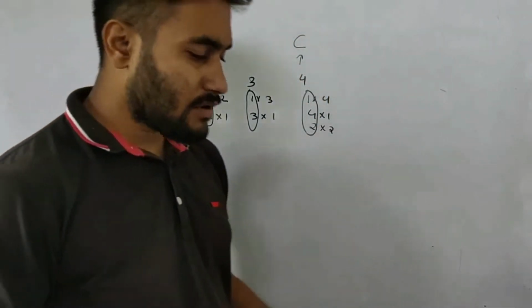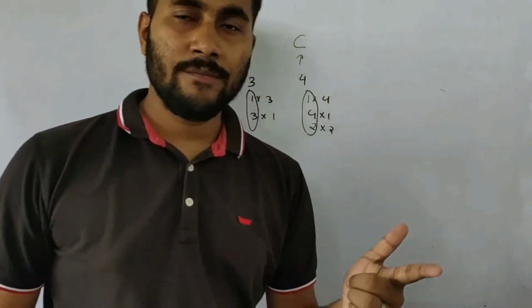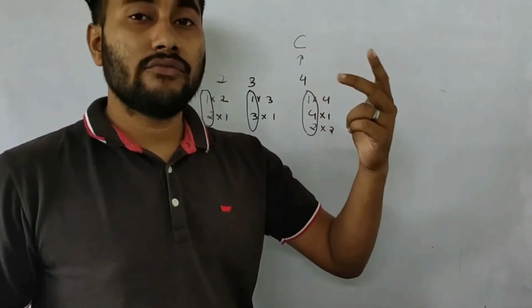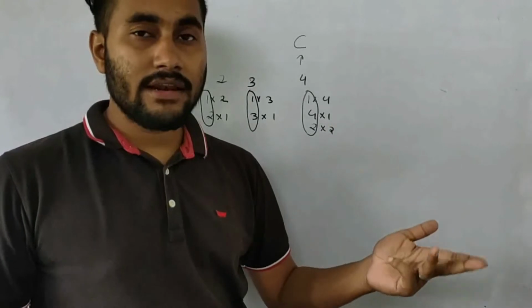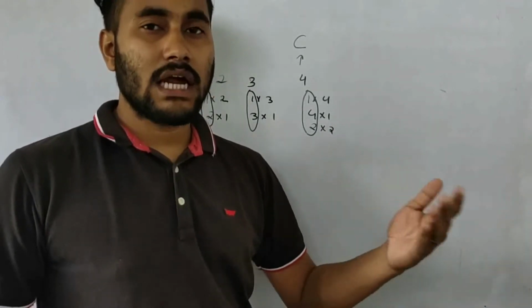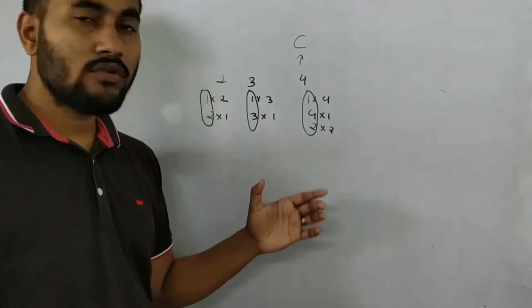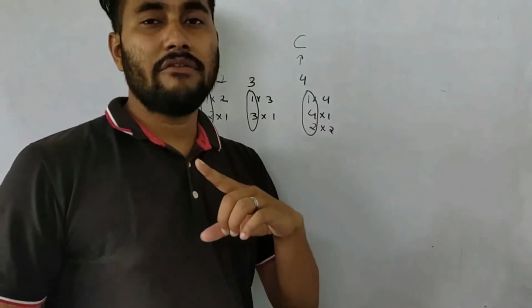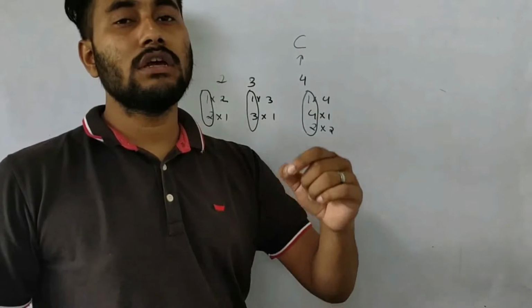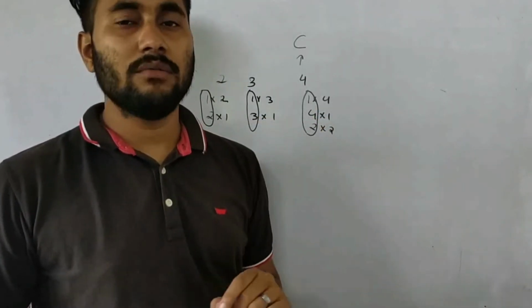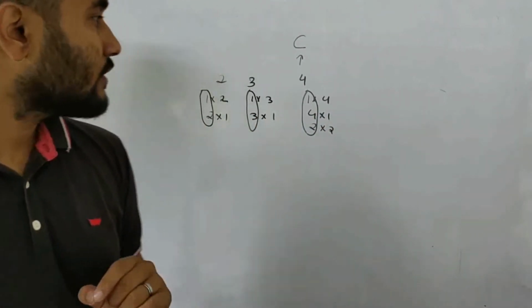So what are the prime numbers? 2, 3, then next is 5, 7, 11, 13, 17, 19. These are the numbers we will use in the prime factorization method. You cannot use 4 or 6, because these are not prime numbers. Understood?